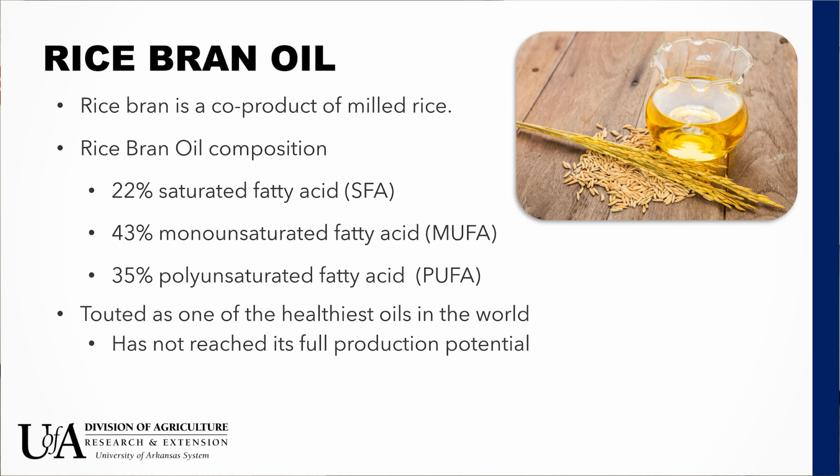Then there's the other byproduct of rice processing, and that is rice bran oil. Again, a very precious product from rice milling, and this is basically a co-product of milled rice. Rice bran oil composition has some amount of saturated fatty acid, some monounsaturated fatty acid, as well as some polyunsaturated fatty acid. Now, from a health standpoint, it's touted as one of the healthiest oils in the world, but in the US, it has really not reached its full potential of utilization.